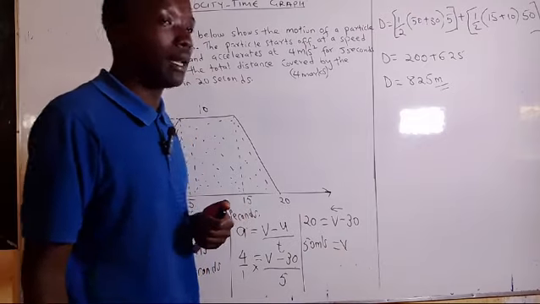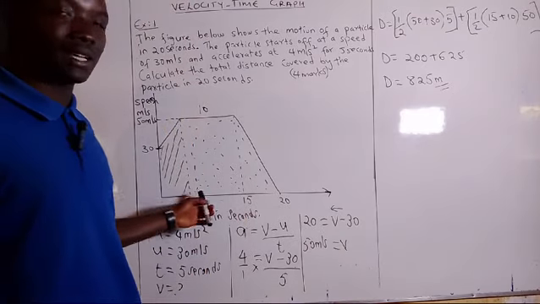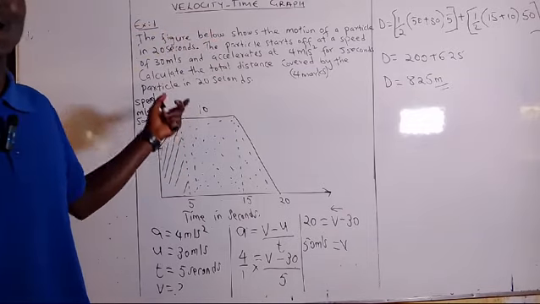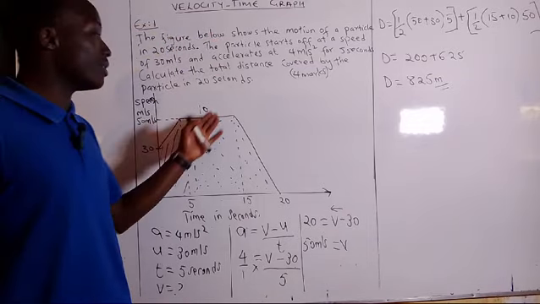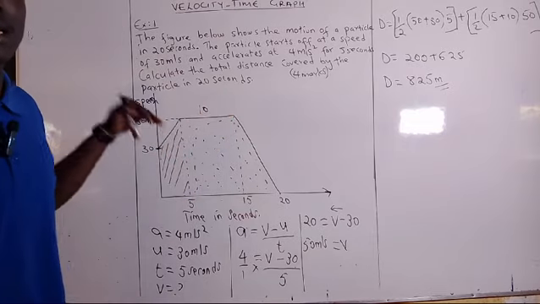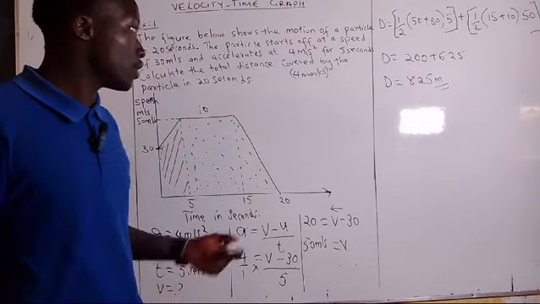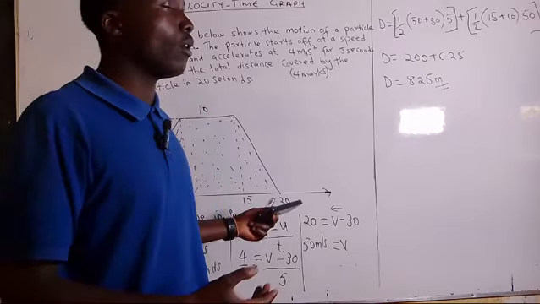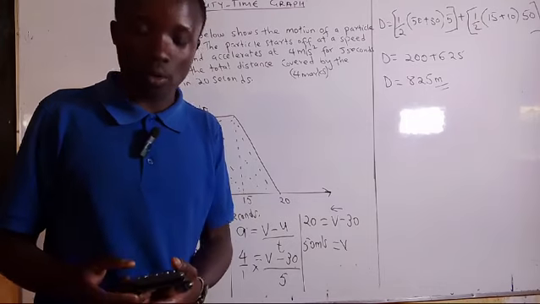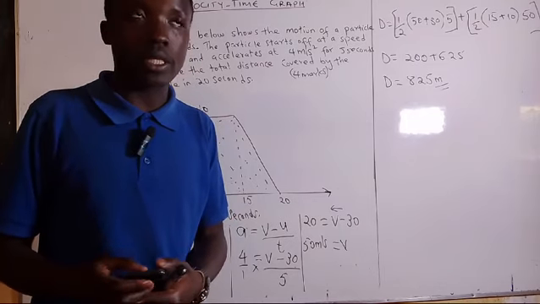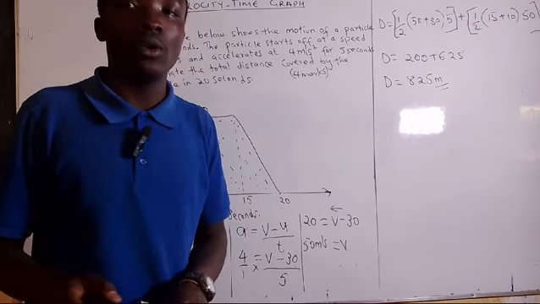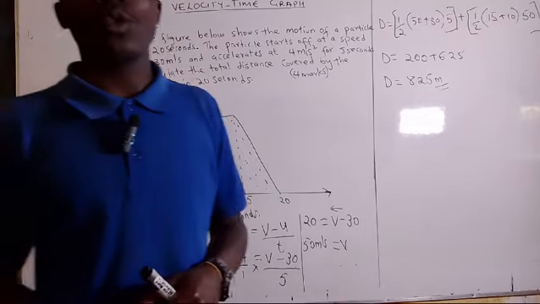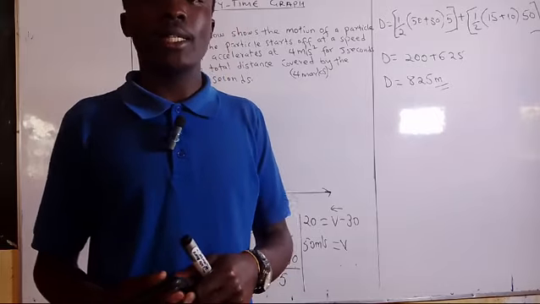I want you to understand that to determine the distance in a velocity time graph, we must determine the area bounded below these lines. That gives us the exact distance. So that is how we approach this question. You can use your revision books and get more of this. And I believe as we proceed, you are going to understand more concepts in linear motion.